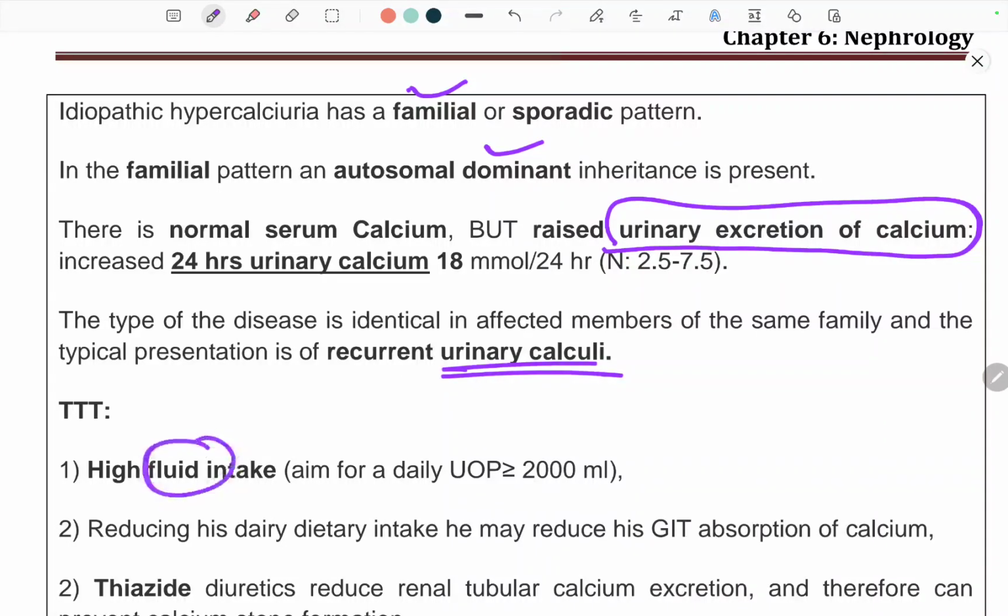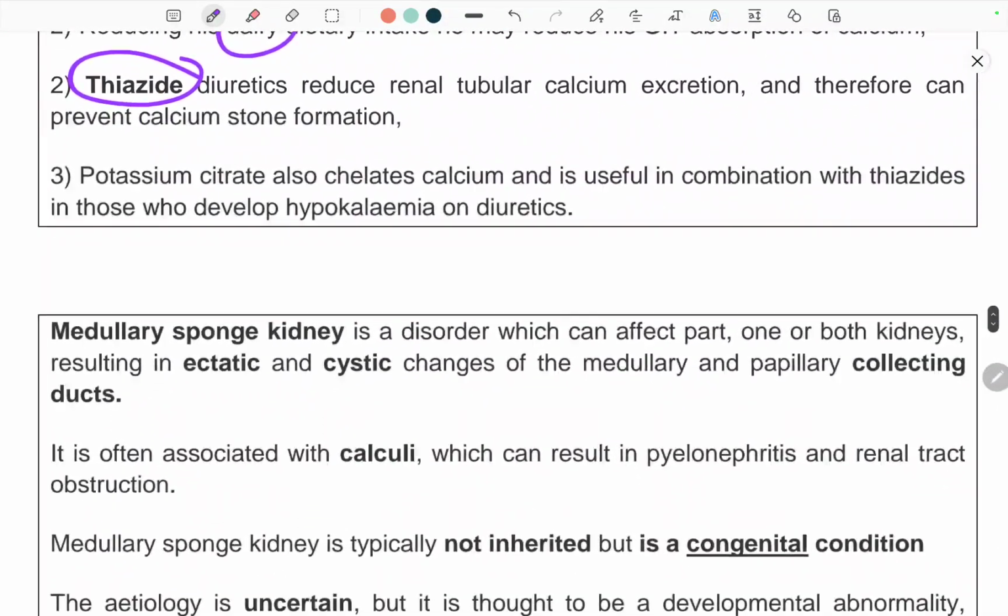Treatment is high fluid intake. Aim for a daily urine output of more than 2000 ml. Reduce dairy intake to reduce GIT absorption of calcium. Thiazide diuretic: fluid, milk, and thiazide. Thiazides reduce renal tubular calcium excretion and therefore can prevent calcium stone formation.